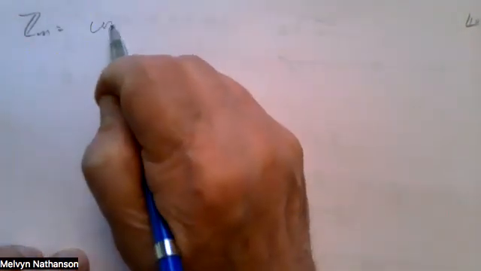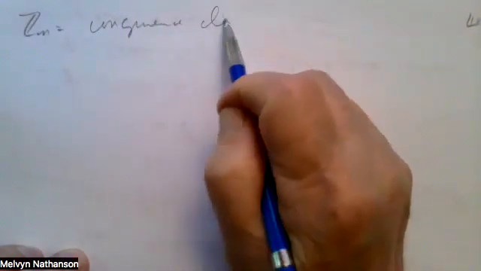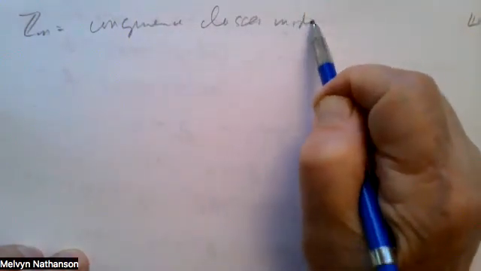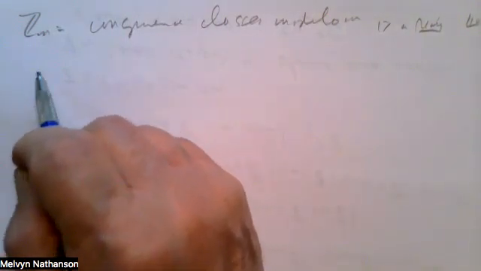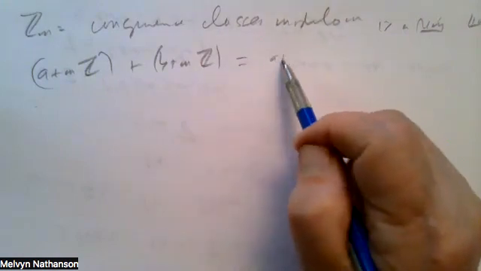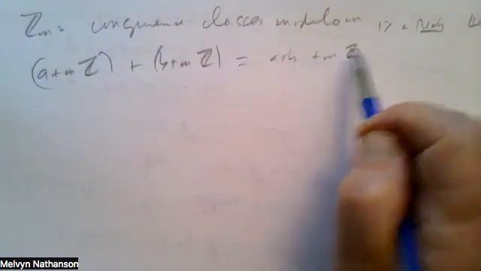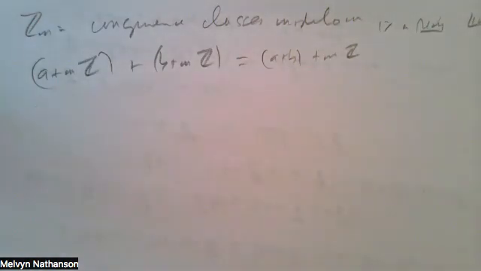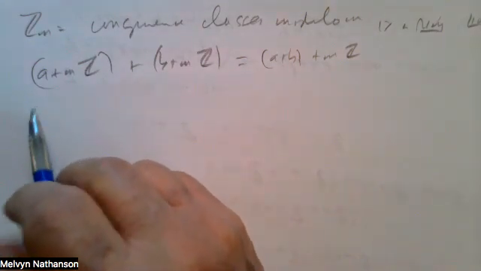Let me just emphasize the fact that Z_m, which is the congruence classes modulo m, is a ring. So we saw that if you take the sum of two congruence classes, a plus mZ plus b plus mZ, we want to define that as a plus b plus mZ. This is how you add two congruence classes. And we had to show this was well defined. So we showed the following.